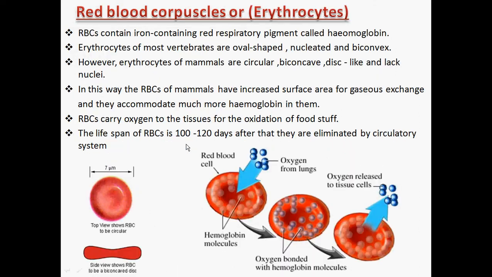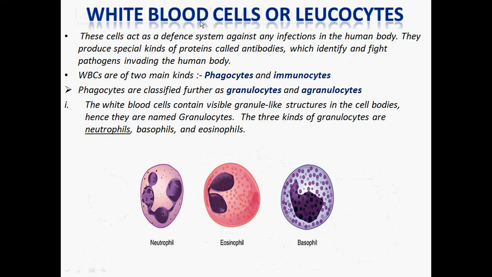Now let us understand what actually the white blood cells, or leukocytes, are. These cells act as a defense system against any infection in the human body. First of all, we should know the white blood cells are involved in the defense system. That means they are protecting the body from any kind of infections.